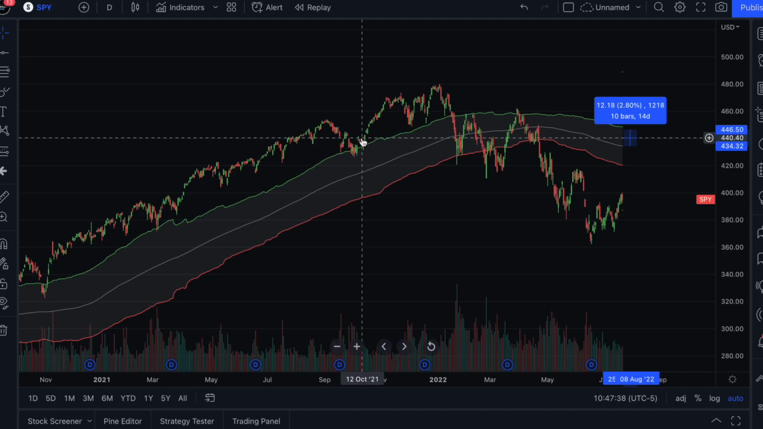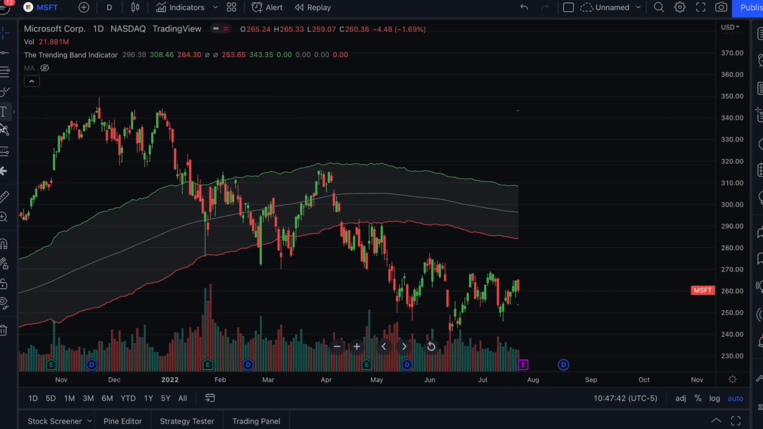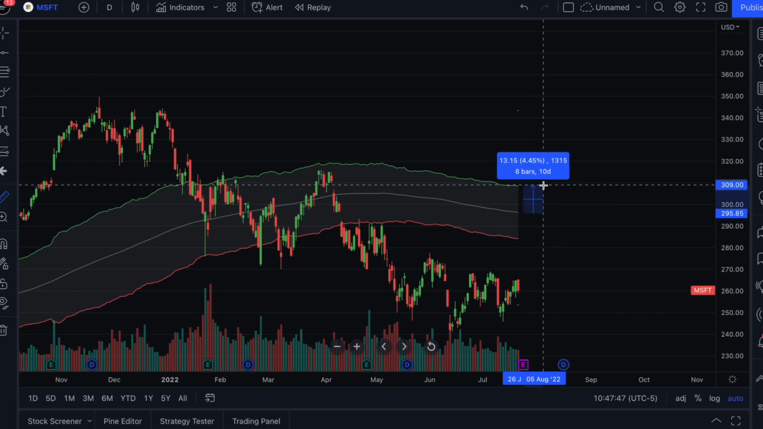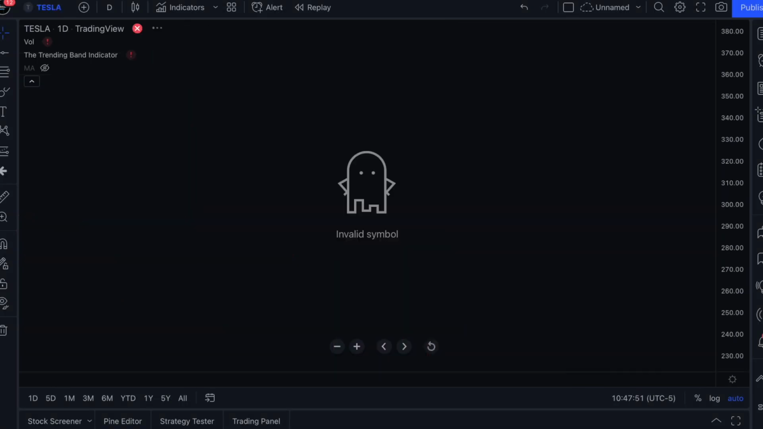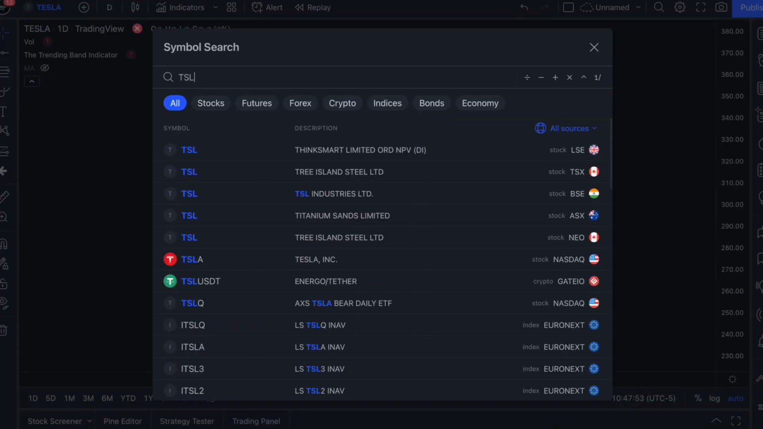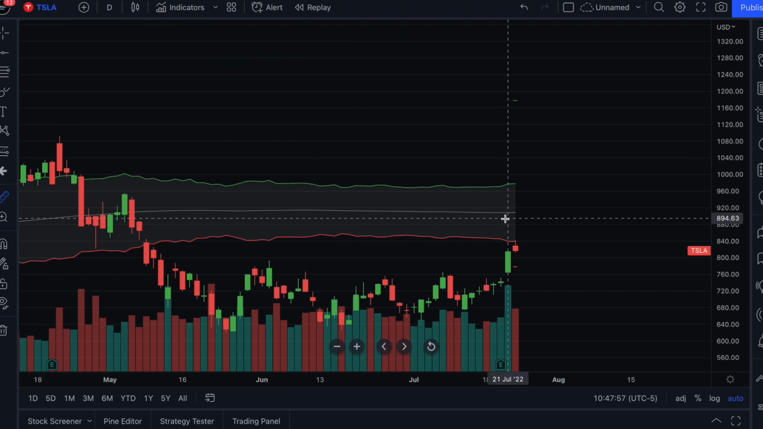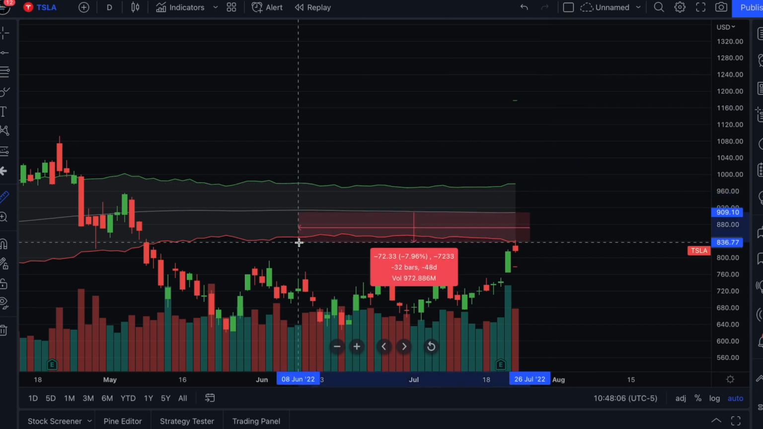So let me show you another example. Let's do MSFT. You can see here the trending band. I can do from here to here. That's a 4.45. Let's do a faster stock, Tesla. Right here. Tesla obviously moves faster. So let's see the percentage. Yeah, right here, we have about a 7.67%. So that means we're going to have a stop loss of about 3.5% at the moment.